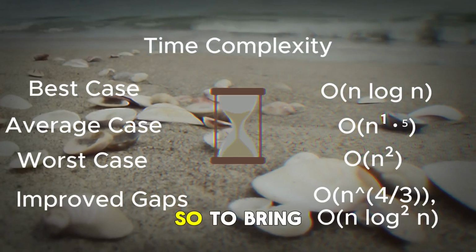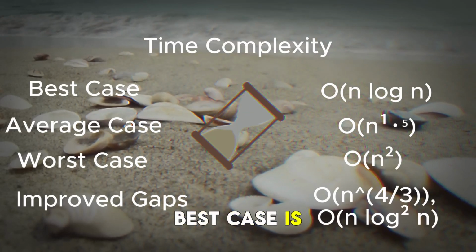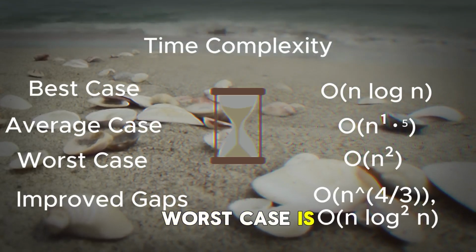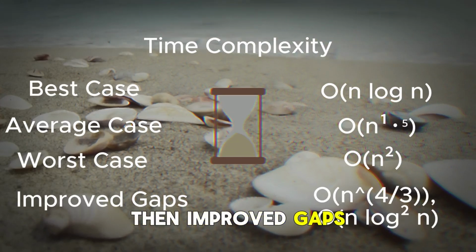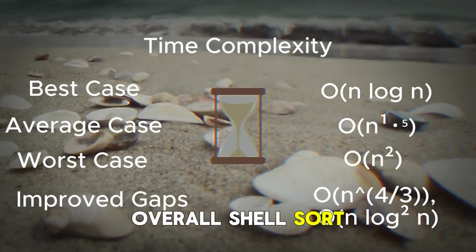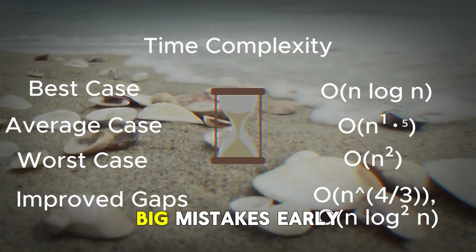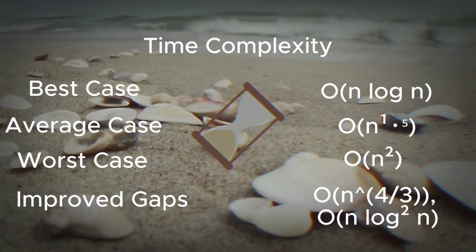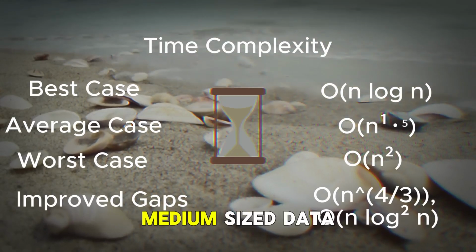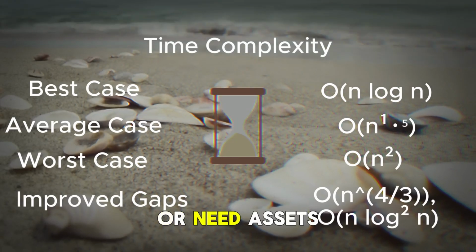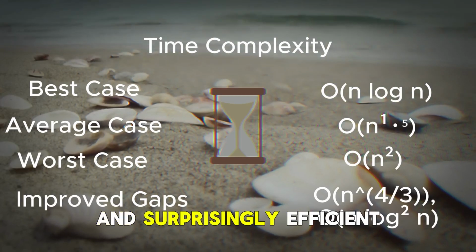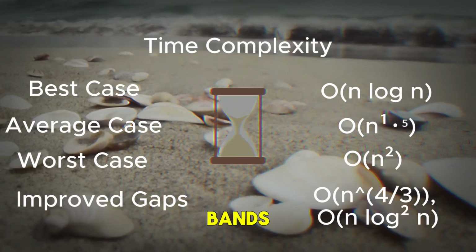So to bring everything together, best case is O(n log n), average case is O(n^1.5), worst case is O(n squared), then improved gaps give O(n^4/3) and O(n log squared n). Overall, shell sort becomes faster when the gaps help fix the big mistakes early. This makes it more efficient than simple sorting algorithms, especially when working with small or medium-sized datasets. That's the time complexity of shell sort. Flexible, powerful, and surprisingly efficient when used with the right gap sequence.